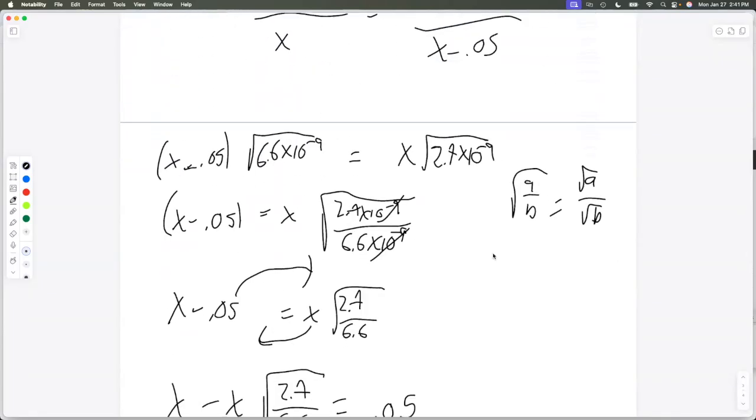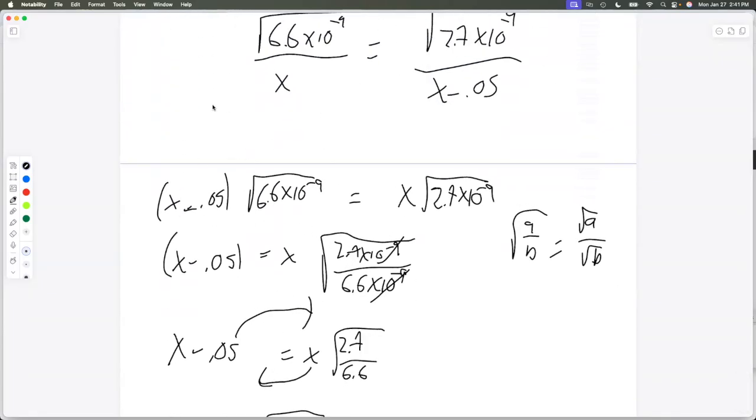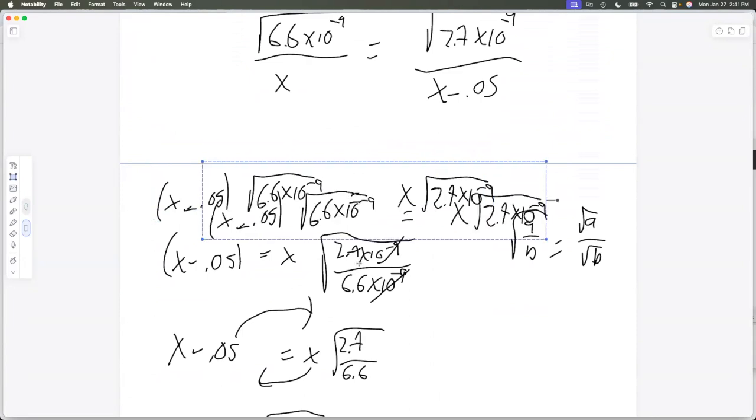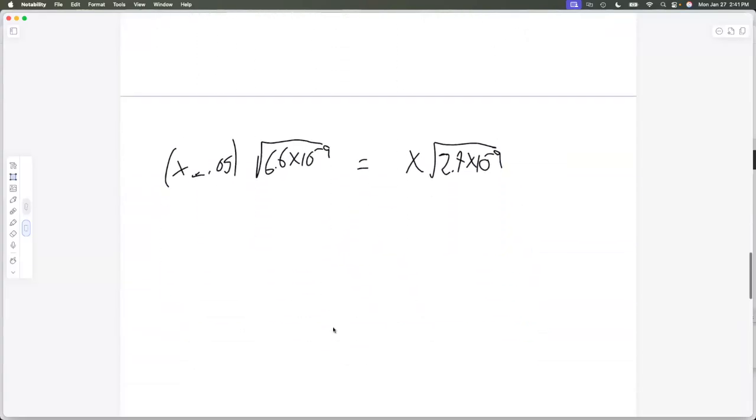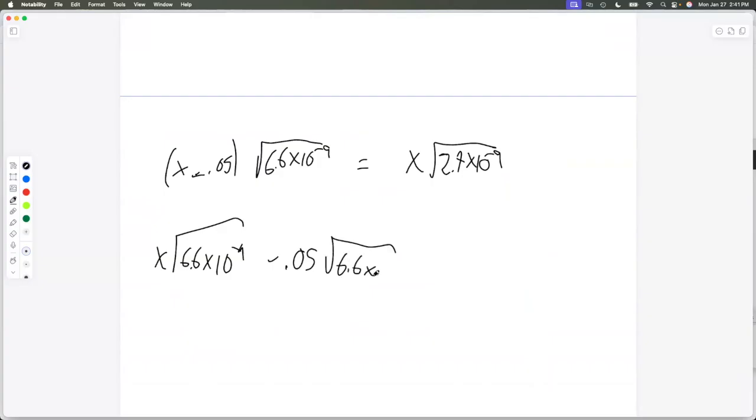Okay, I want to go back to this step right here and do it the way most students probably would have done it. You wouldn't have thought, oh, let me just divide. And you'll see we end up getting the same answer, I hope. So let's distribute here. We'll get x times this radical, 6.6 times 10 to the negative ninth, minus 0.05 root 6.6 times 10 to the negative ninth equals this stuff here.